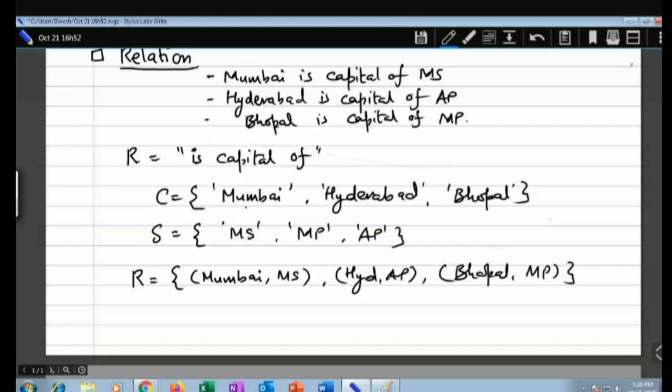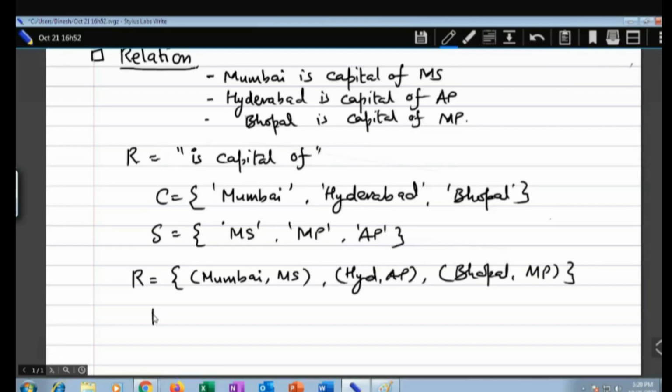As you can see, not all pairs are there. Only three pairs are there, so not all pairs are available. So you can clearly say that a relation is a subset of the Cartesian product of this particular capital and state, C and S.